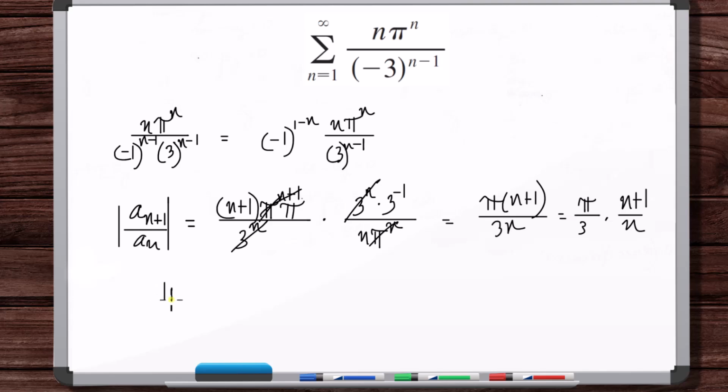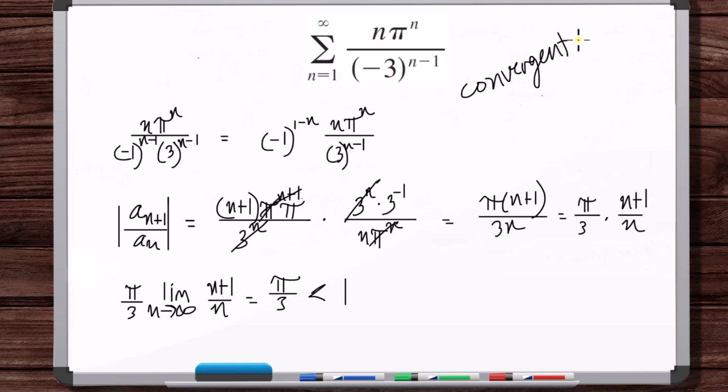So the limit is, we could take out the pi over 3, as n approaches infinity of n plus 1 over n. This limit goes to 1. Pi is about 3.14, which is greater than 3, so convergent. Or no, I'm sorry. 3.14 is greater than 3, so this is greater than 1, so divergent.